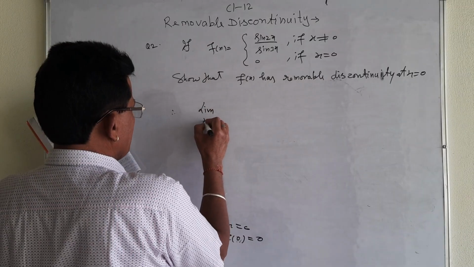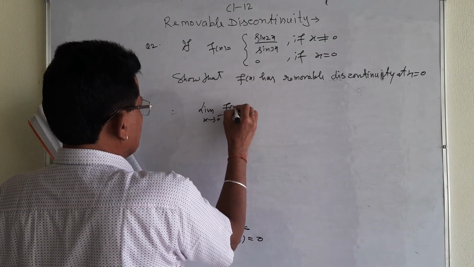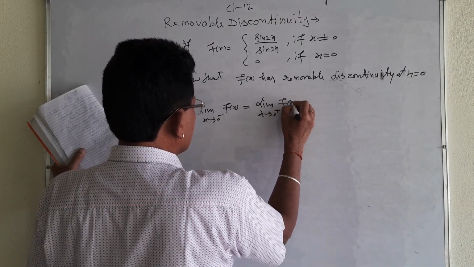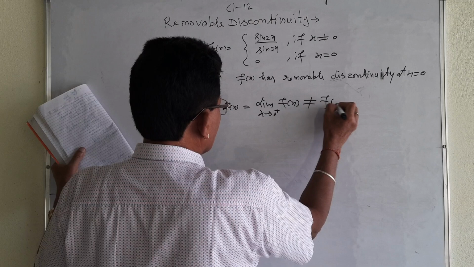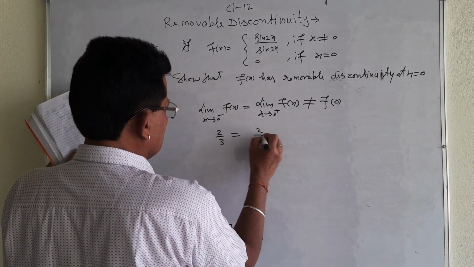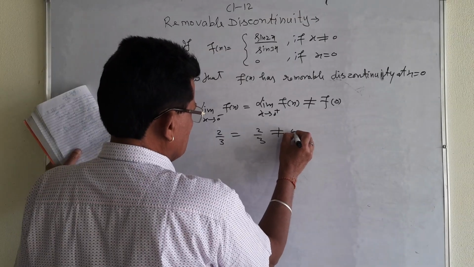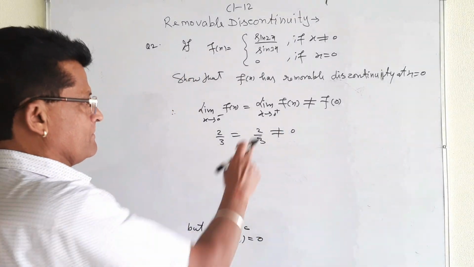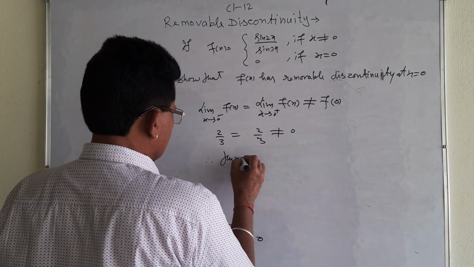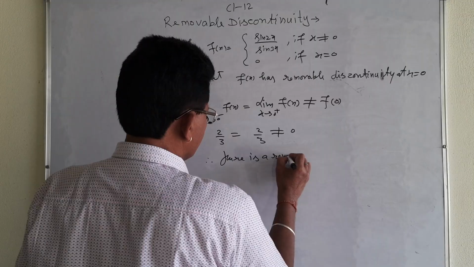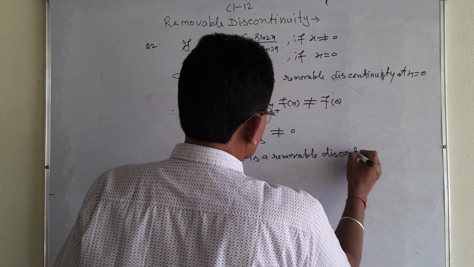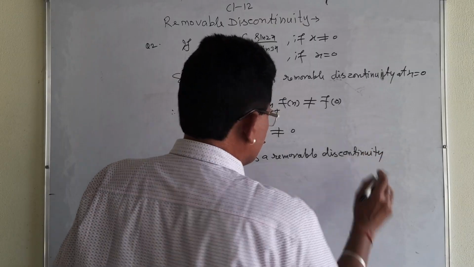Left hand limit of fx is equal to right hand limit of fx, but it is not equal to f0. It is equal to 2 by 3. It is equal to 2 by 3, but it is not equal to 0. Its value is 0. Therefore, there is a removable discontinuity.